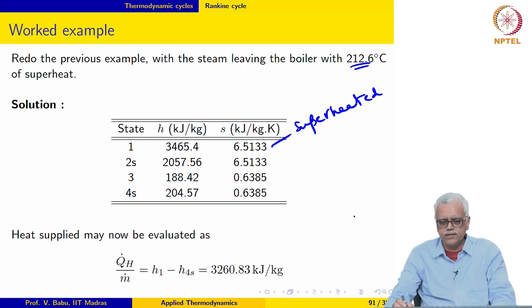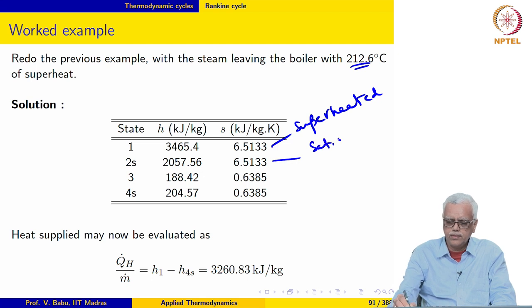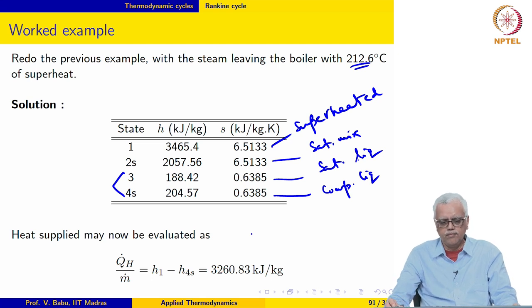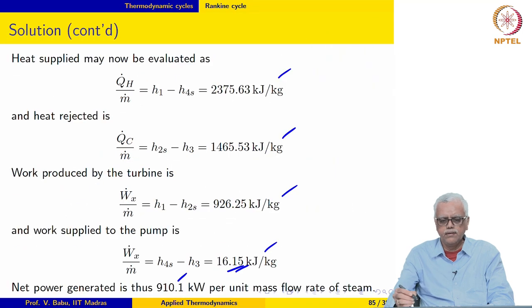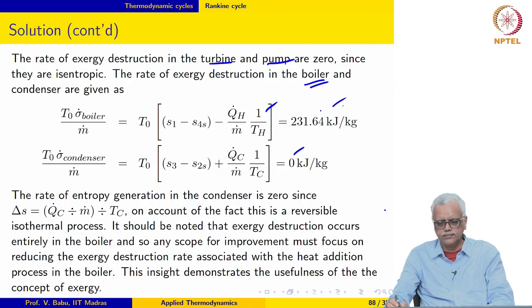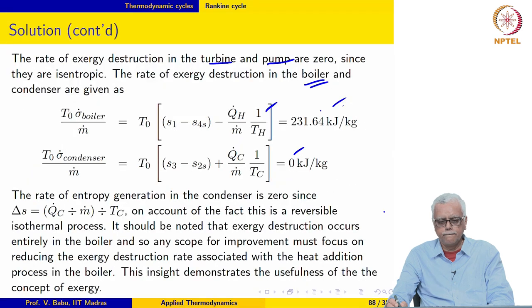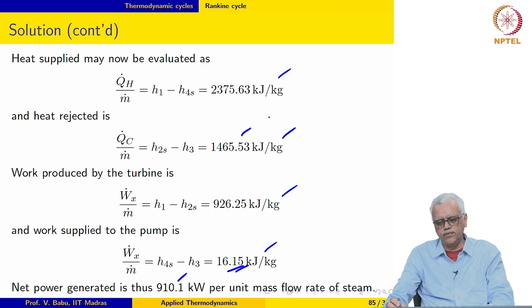So, this state is a superheated state. 2S still is a saturated mixture. And 3 is saturated liquid, same as before, and 4S is compressed liquid, same as before. So, these two states remain the same as before, 1 and 2S have changed now. We repeat the calculations as we did before. The rate at which heat is supplied is now higher, as you can see, 3260 compared with 2375. Heat rejected is 1869.14 now compared to 1465. So, you can see that heat rejected has not increased by that much.